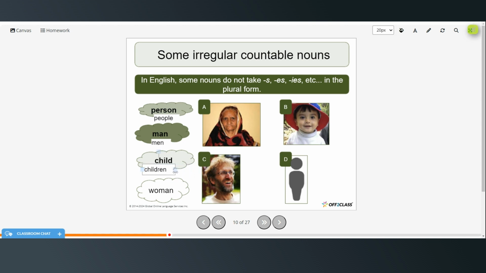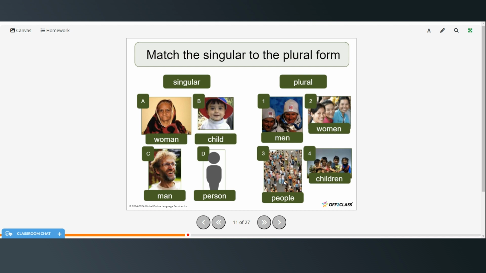And woman, this one sometimes gives people a little trouble with the pronunciation. It's spelled W-O-M-E-N, but it's pronounced women. So 1 woman, many women. Okay, so we're going to match the singular with the plural form. So woman, women. Child, children. Man, men. Person, people.